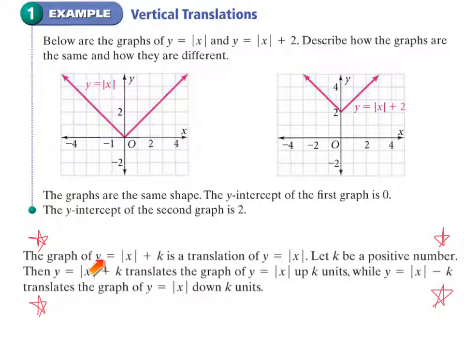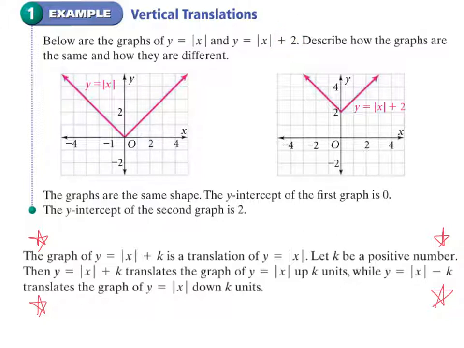The graph of y equals absolute value of x plus k is a translation. If k is a positive integer, therefore the graph goes up k units. So this is plus 2. The entire graph goes up 2. If it was negative k, then the graph is going to go down. So for example, if this is plus 2, the graph goes up 2. If this is minus 5, the graph goes down 5. If this is minus a half, the graph goes down a half. And it goes down a half from your original parent value.